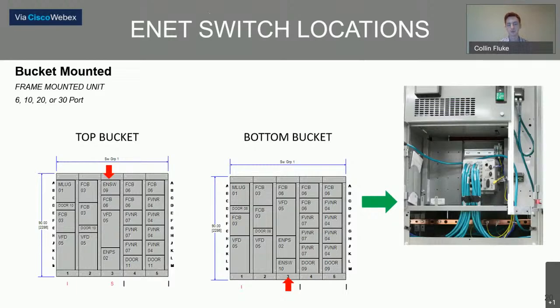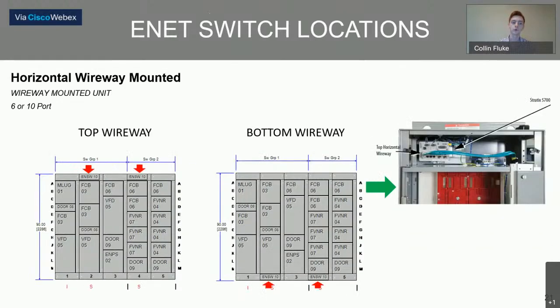So here on the picture on the right, we can actually see one of the Ethernet switches mounted on DIN rails in the unit, and the cables running out of the switch into the bottom horizontal wireway, and then vertically up through the vertical wireway to each component in the MCC. So these are bucket mounted switches. These are horizontal wireway switches.